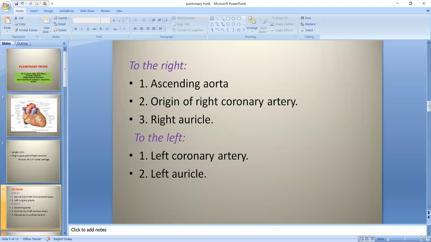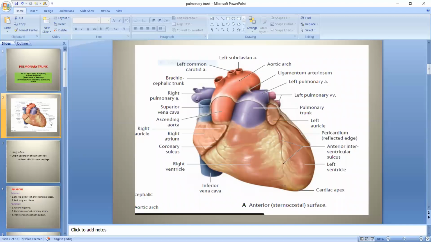And on the left side, the left coronary artery and the left auricle. This is the left side, this is the left auricle of the left atrium, and the left coronary artery. So all these structures are related to the pulmonary trunk from every direction.